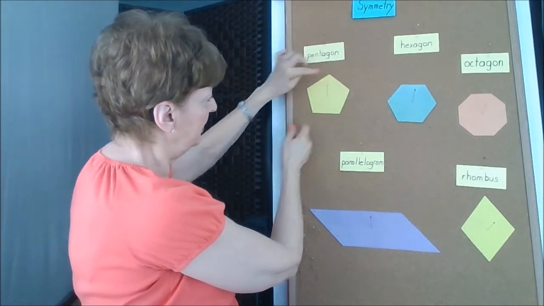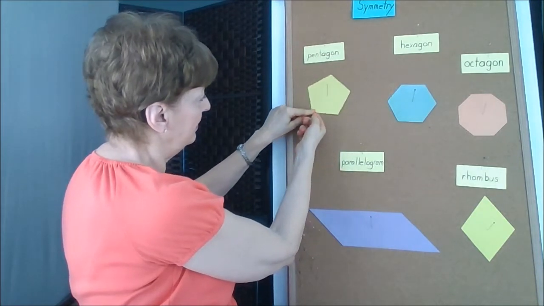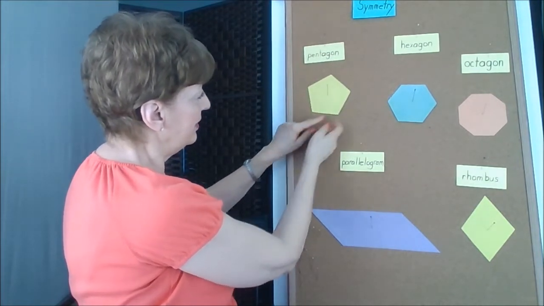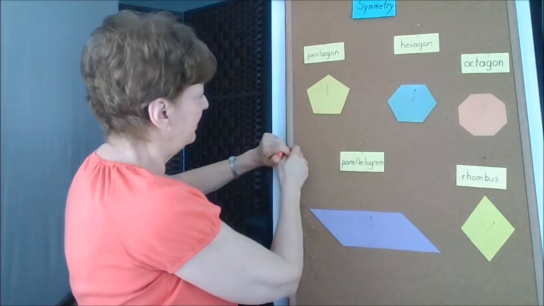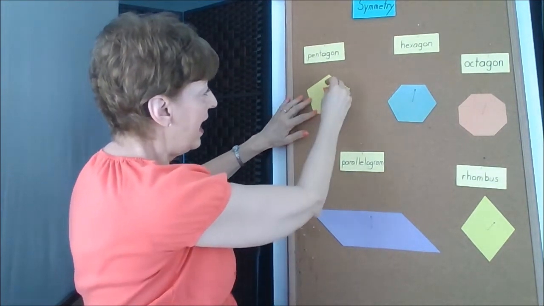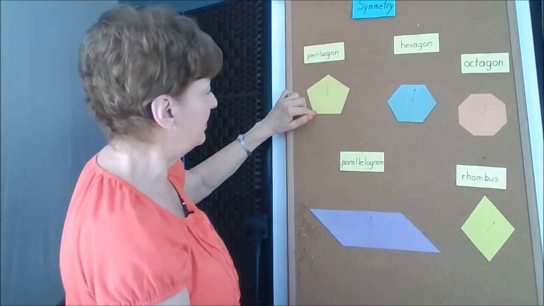Here's the roof, the door. How about if I spun it again? That pentagon is looking like we started out. So the pentagon does have symmetry as we roll it around in a circle.